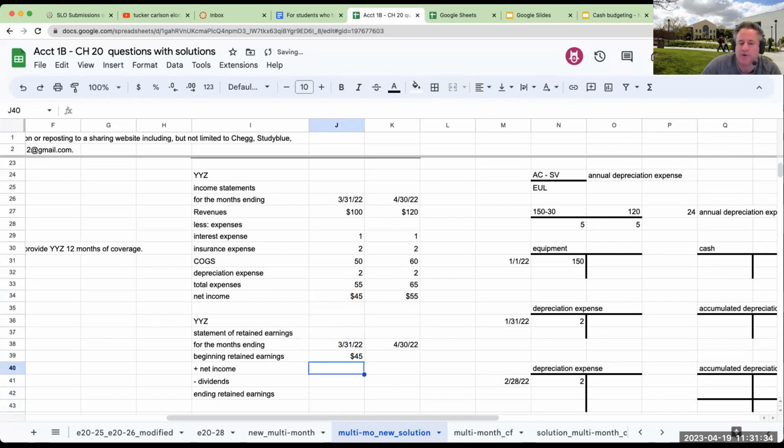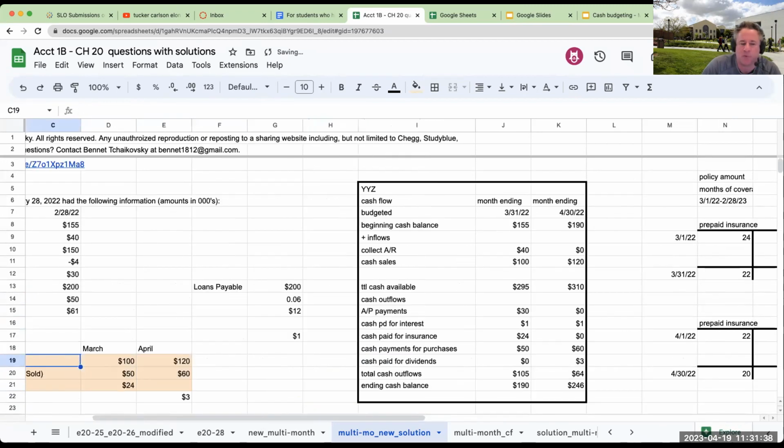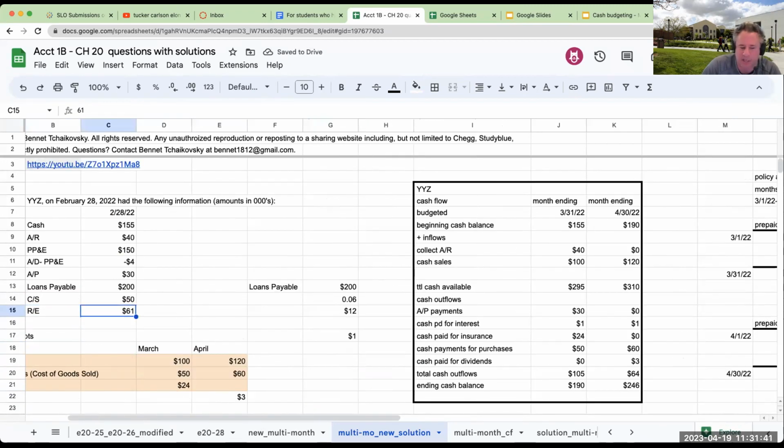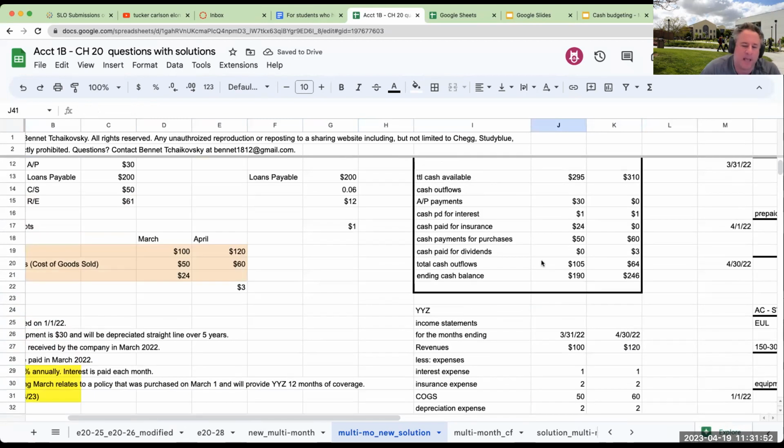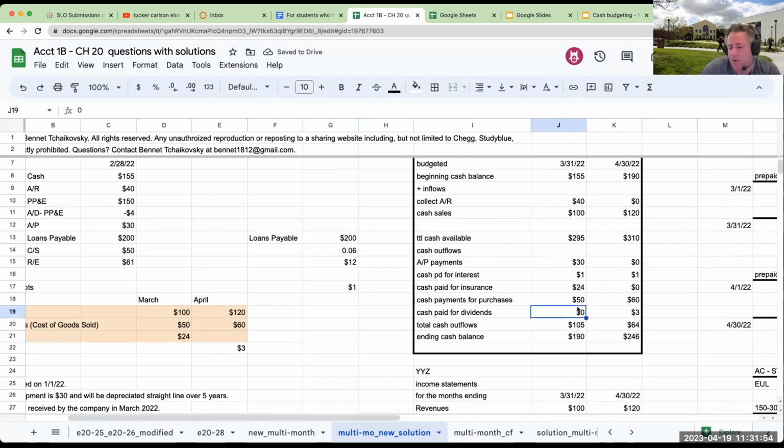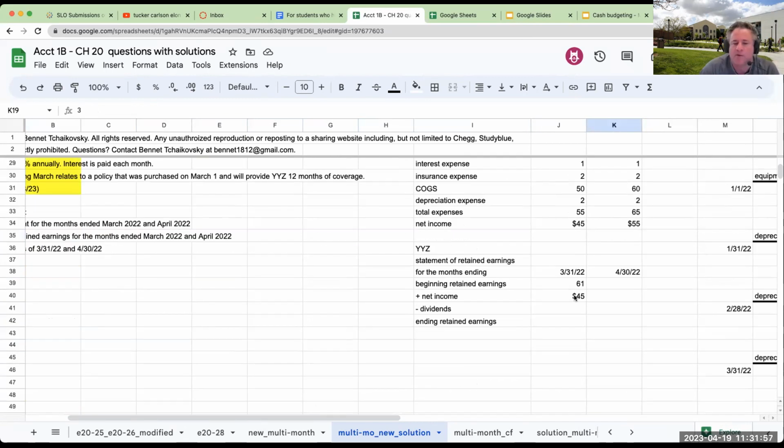So my beginning retained earnings is not 45. My beginning retained earnings is on my February 28, 2022 balance sheet. My beginning retained earnings over here was at 61. Okay, so right over here, it's at 61. I had net income of 45. Did I pay any dividends during March? No, I paid them during April. So over here, my dividends are going to be 0. So my ending retained earnings is going to be at 106.